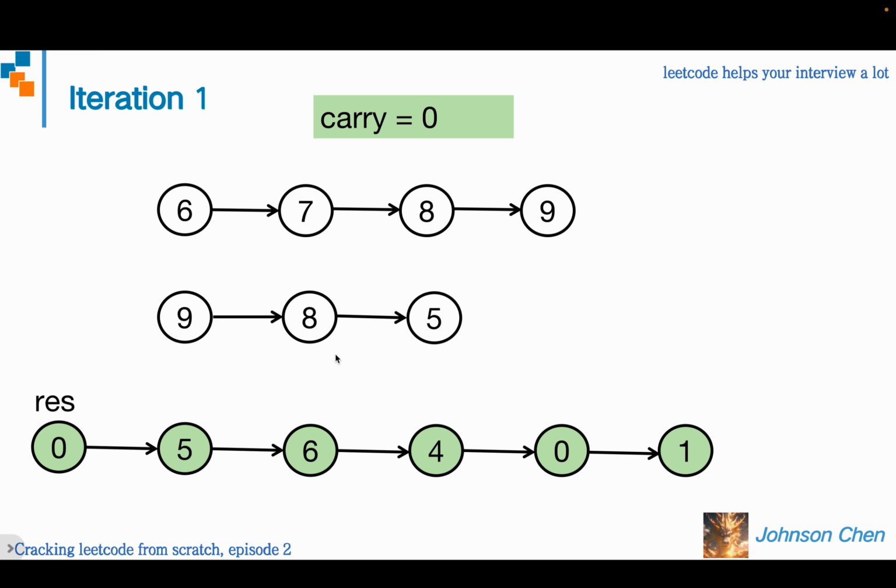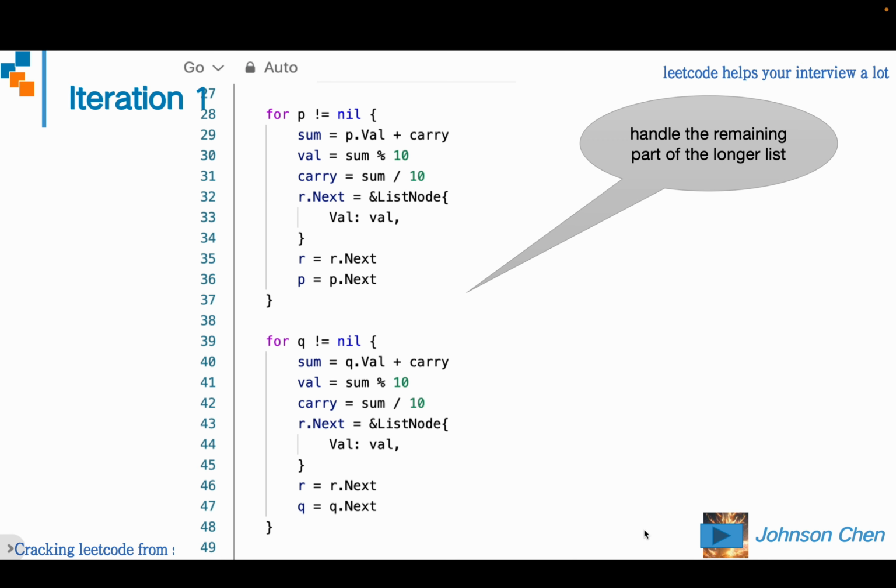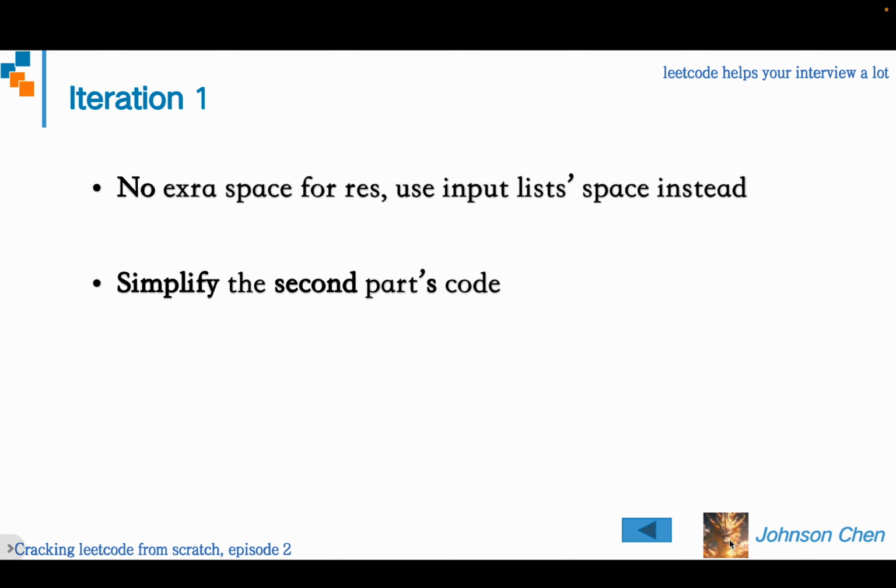About this version, there are 2 points that actually can be optimized. The first is, we don't need extra space for res. Instead, we could use the input list space. And second, we can simplify the second part's code. As we've seen, the two for loops are very similar, so we could do some simplification, which we'll see later. After these two optimizations, we get our second implementation.